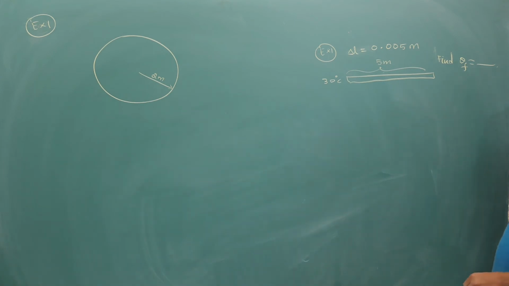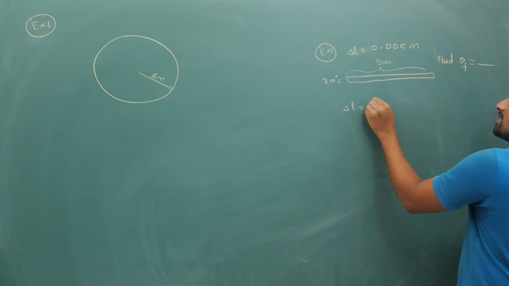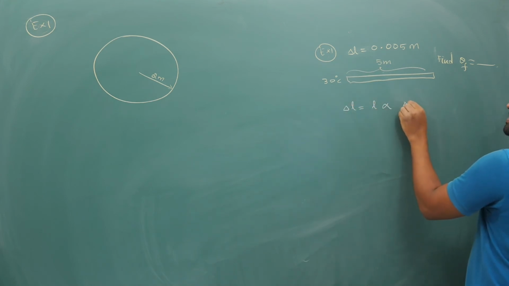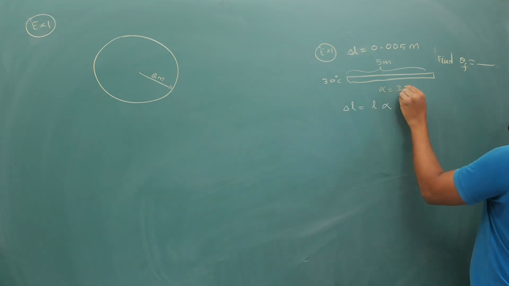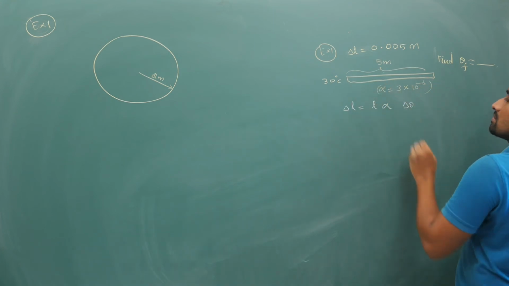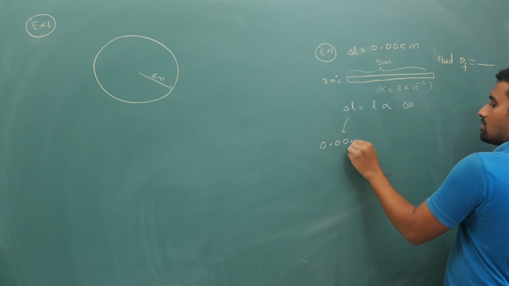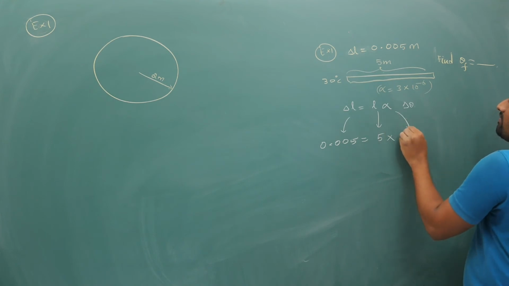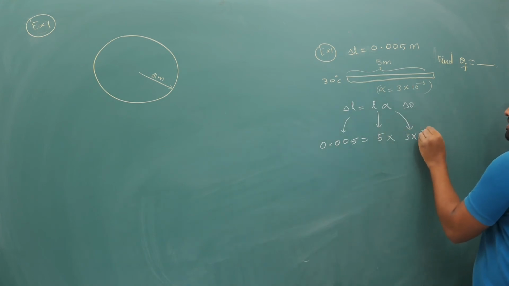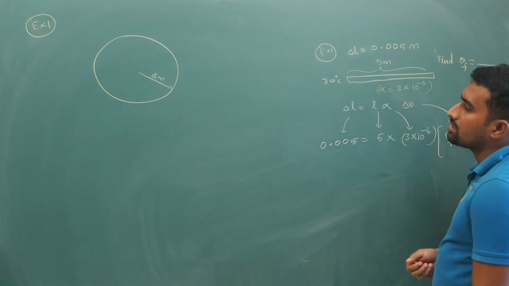So what is your relation? Delta L is equal to initial length into alpha into delta theta. Oh, I did not give alpha. Alpha value is 3 into 10 power minus 6. So according to that, 0.005 is equal to initial length 5, alpha 3 into 10 power minus 6, times temperature difference, which means theta final minus 30. From this solve for theta to get the answer.